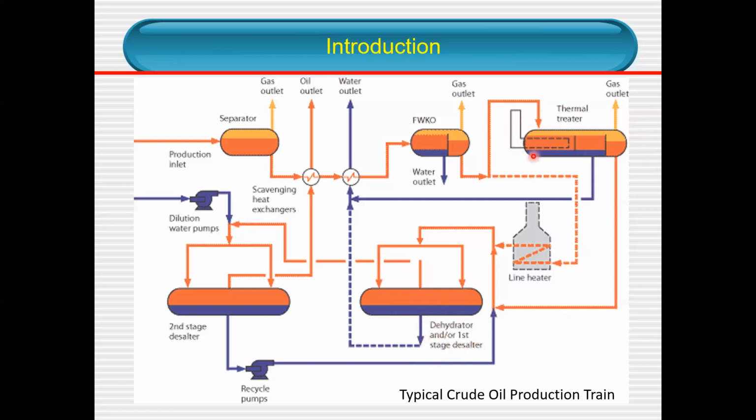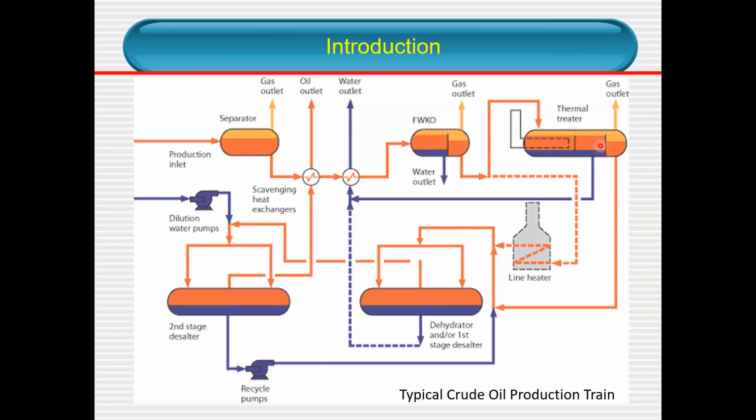Thermal treater, some of them are very much emulsified. The crude oil and water are mixed. It's very difficult to separate using this separator or this water knockout agent. So you need a thermal treater in terms of this separator, where you have to separate the emulsified crude oil.